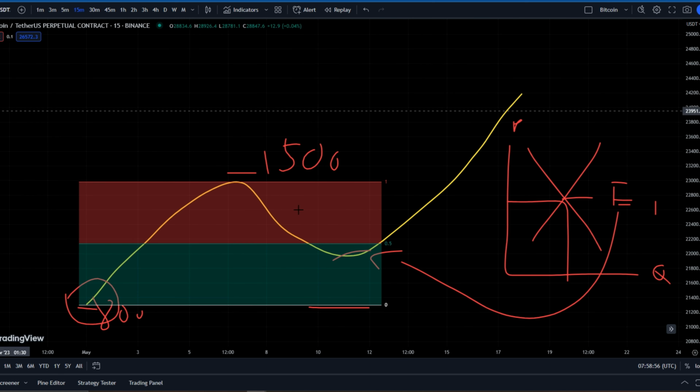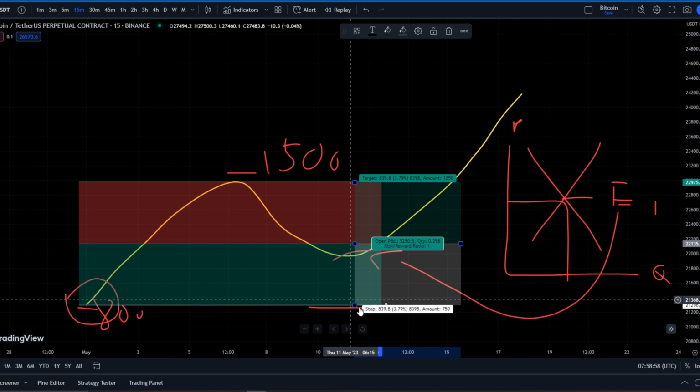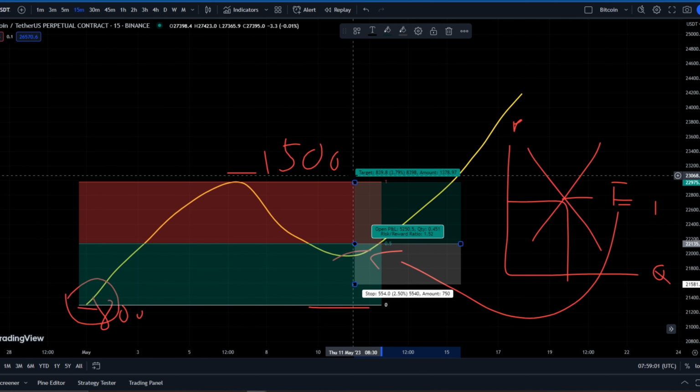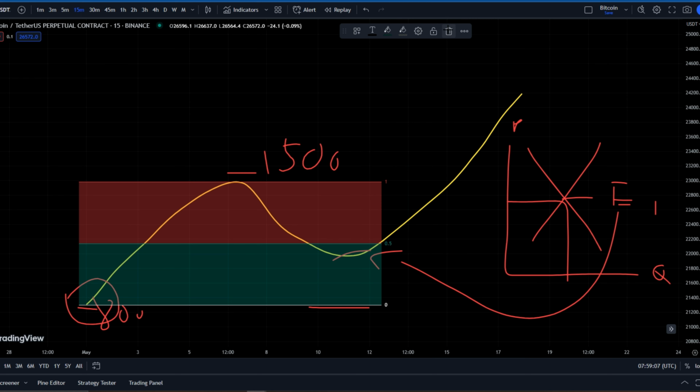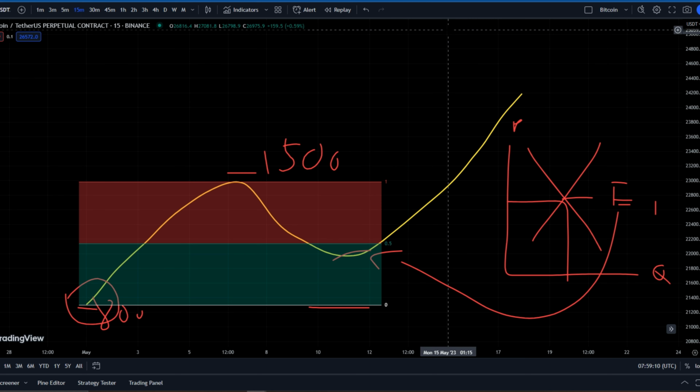And let's say you are a beginner and you entered here and you put a stop loss, let's say here, and you target, let's say, a fair value gap. This is a 1 to 2.6 trade. Now, I don't know if some of you will think 1 to 2.6, that is so little. I want 1 to 20.